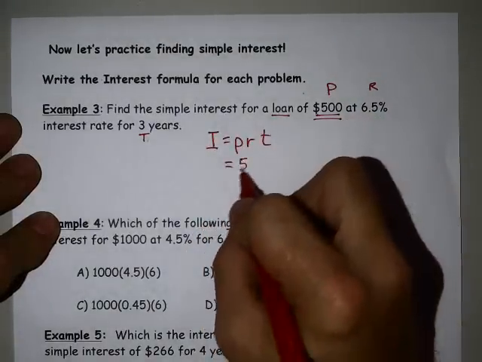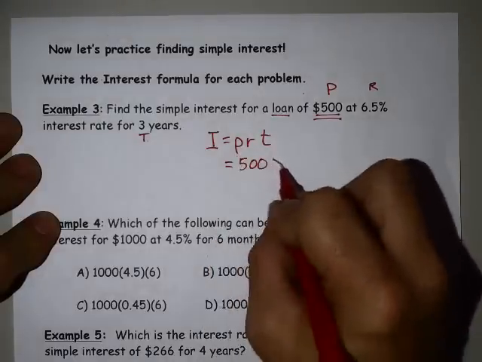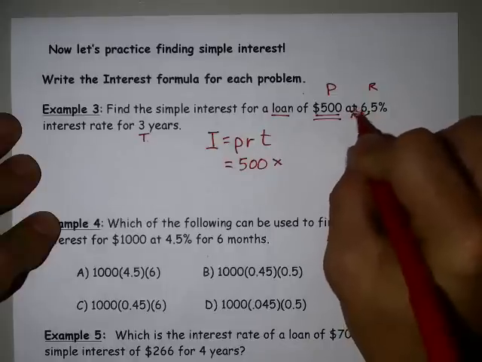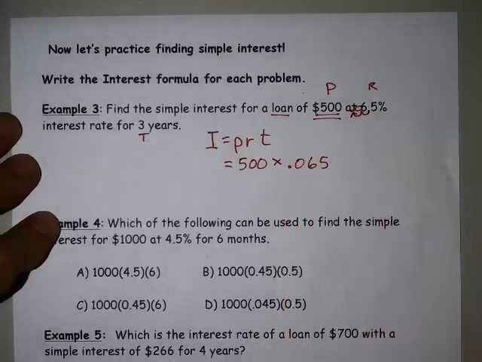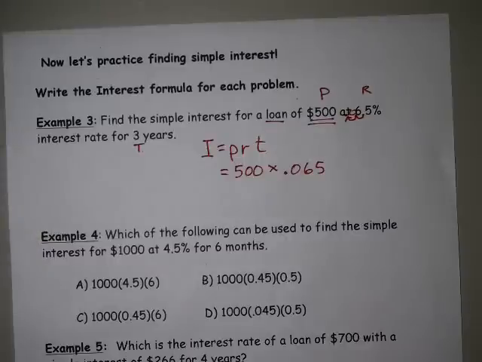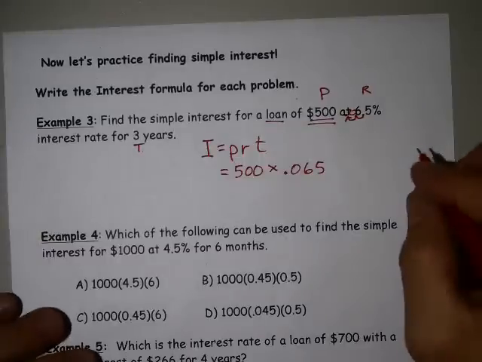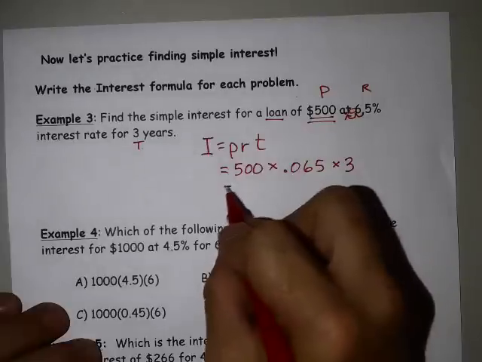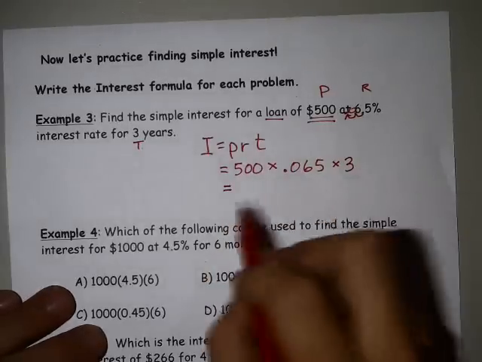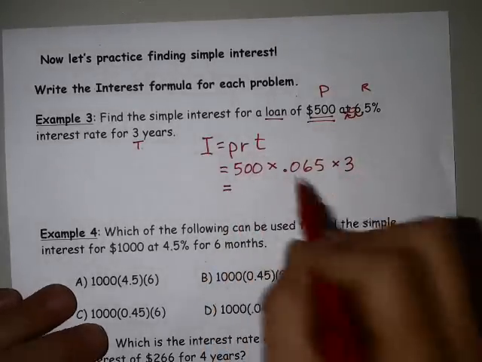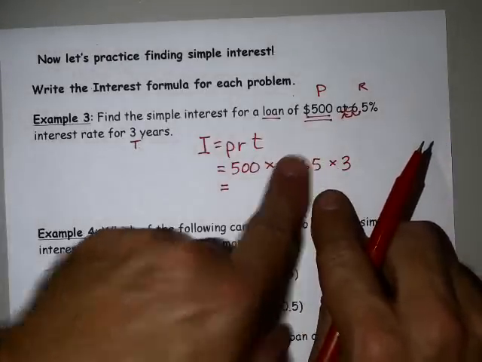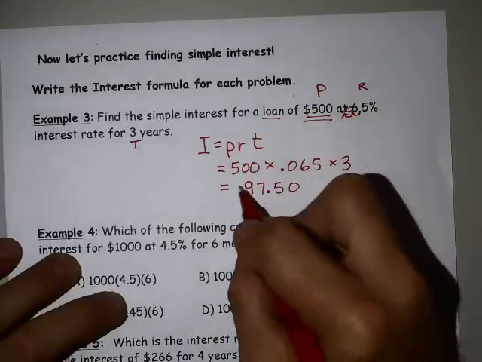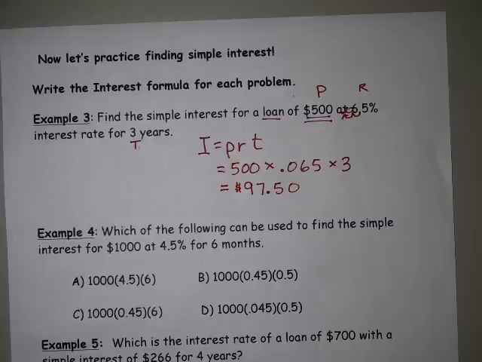I substitute in those numbers. 500 is the principal. The rate is 6.5%, but remember what we just did. We have to move the decimal backwards twice. So we're going to do times 0.065. Okay? And then the years on that one is 3. So times 3 for the number of years. When I multiply this out, and again, this is a big multiplying problem, if I want to do 500 times 3 first to make it easier, that's okay. But when I multiply all three together, I would get $97.50.